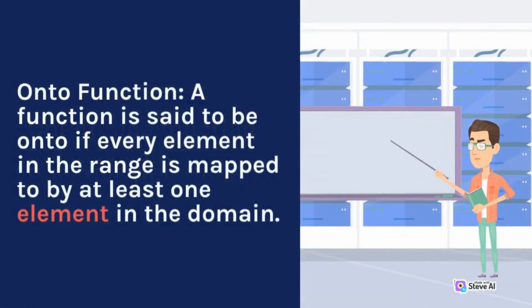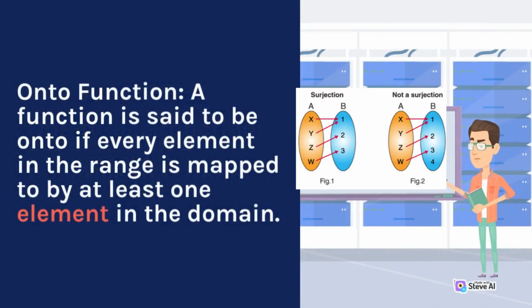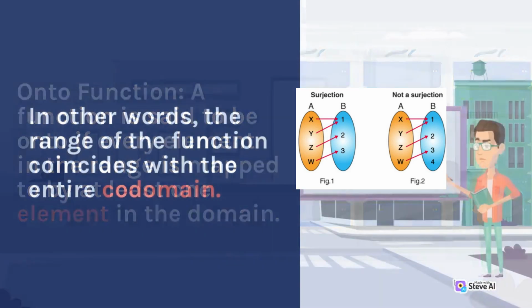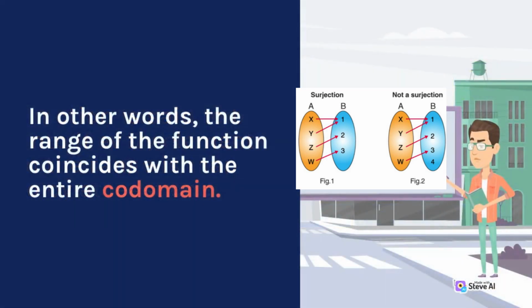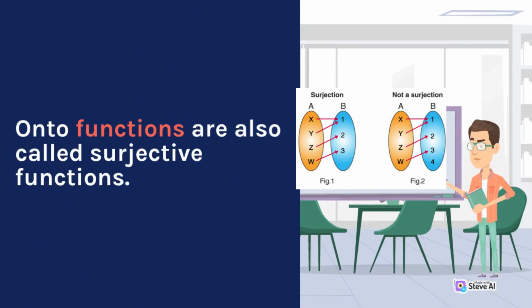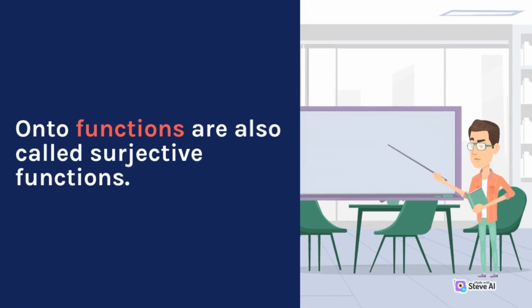Onto function. A function is said to be onto if every element in the range is mapped to by at least one element in the domain. In other words, the range of the function coincides with the entire codomain. Onto functions are also called surjective functions.